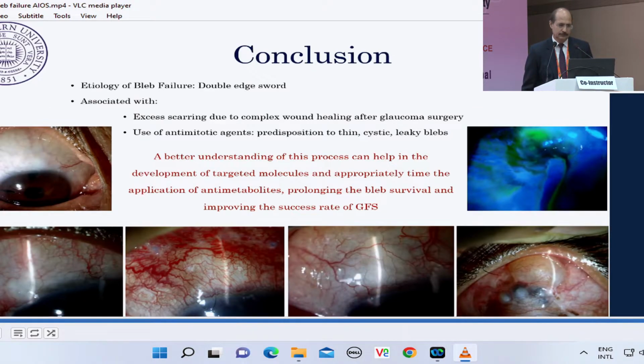So to conclude, the etiology of bleb failure is a double-edged sword. It is associated with excess scarring due to complex wound healing after glaucoma surgery, but is also seen due to excessive use of antimitotic agents predisposing to thin cystic leaky blebs. So a better understanding of this process can help in development of targeted molecules and appropriately time the application of antimetabolites, prolonging the bleb survival and improving the success rate of GFS.